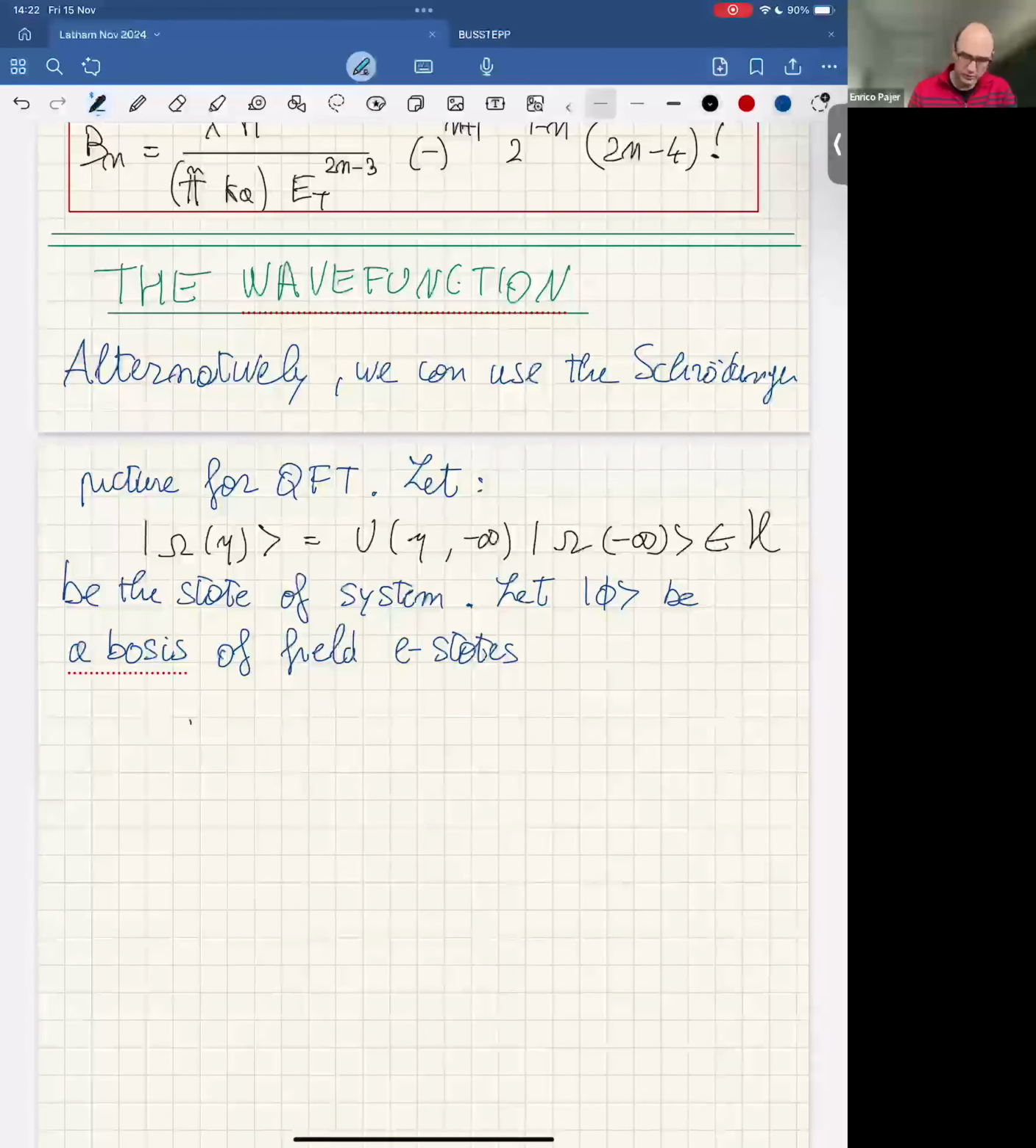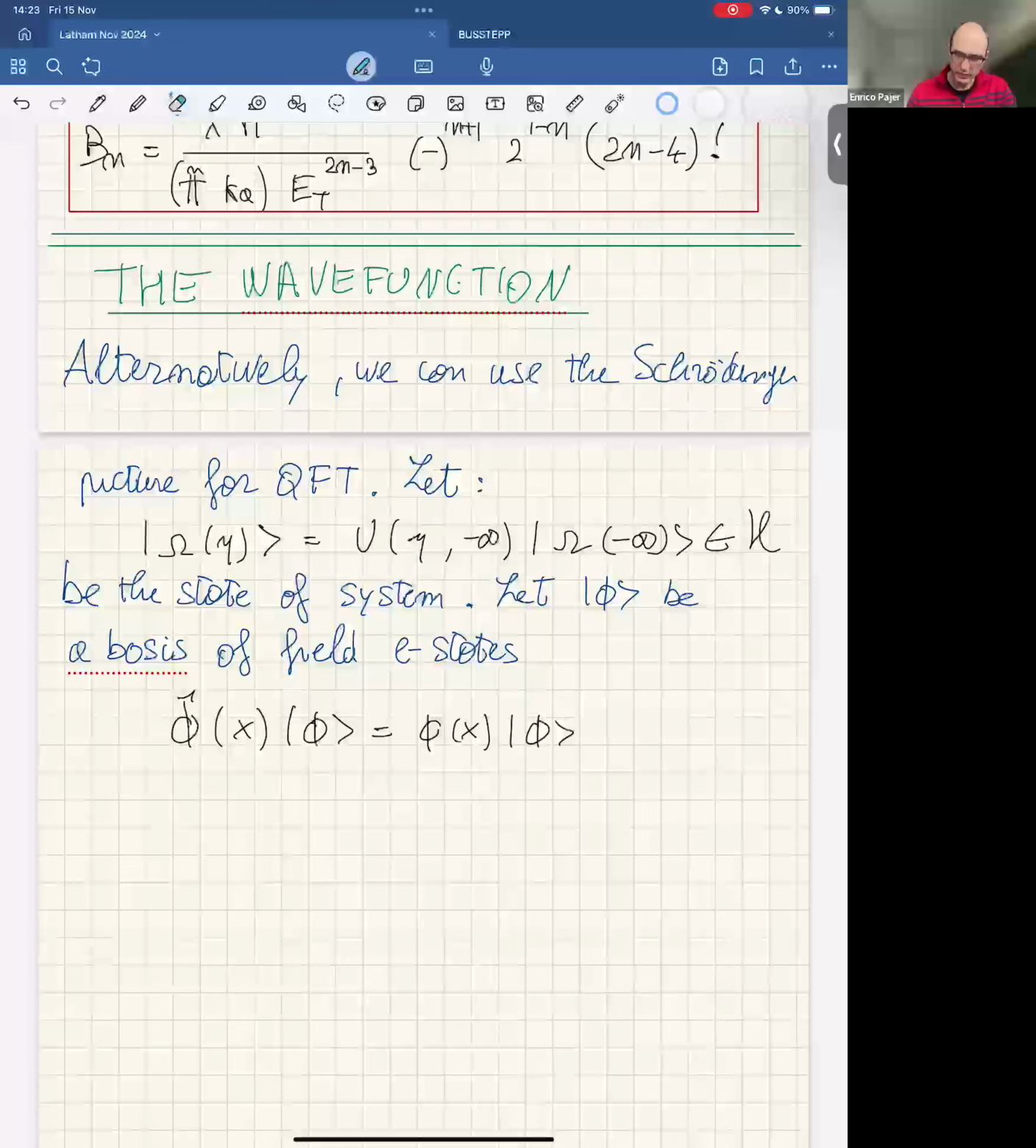What does it mean? It means that if you take a field at some position x and time eta, and you hit this state, it gives back itself times a function, and that function depends on which state you hit. This is very similar to the position eigenstates when you study quantum mechanics.